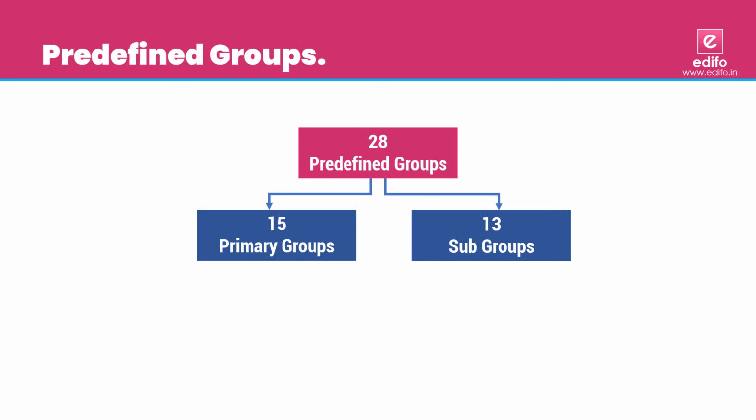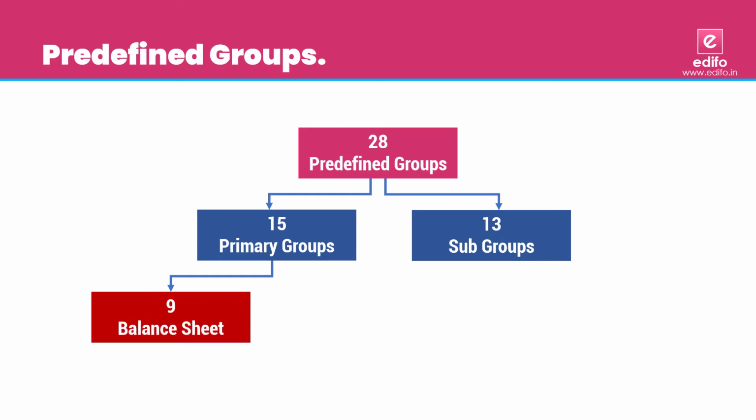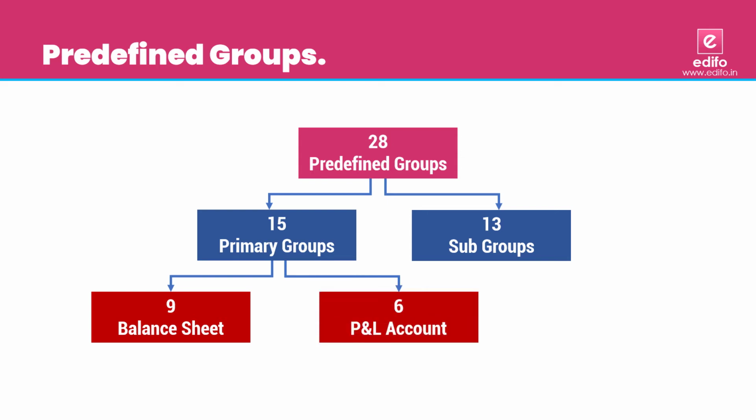Get it? Now, these 15 primary groups are divided into two. 9 groups belong to the balance sheet. That means you can see the 9 groups in the balance sheet, so Tally can identify which groups belong to the balance sheet. The remaining 6 groups belong to the P&L account. So, 9 groups you can see in the balance sheet and 6 groups you can see in the P&L account.